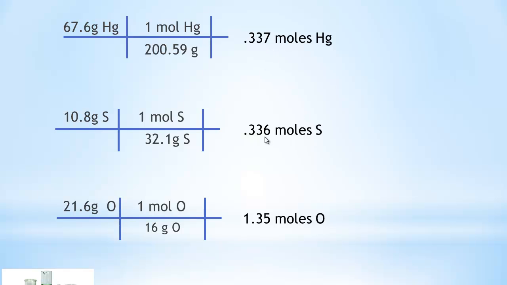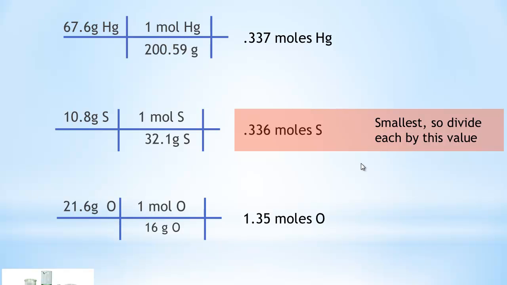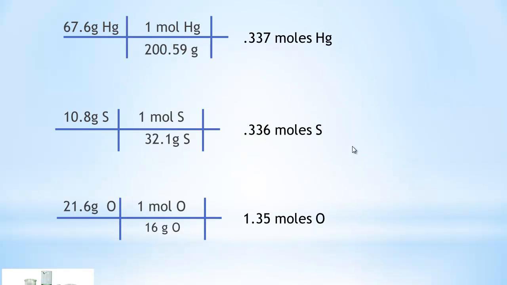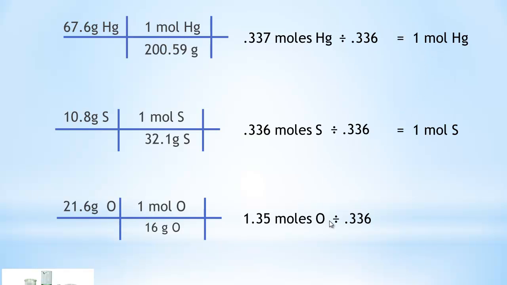So in order to find the mole ratio, we're going to take whatever the smallest value is. In this case, it's 0.336. And we're going to divide each of these numbers of moles by the smallest number of moles. So 0.336, we're going to use this one for sulfur because it is the smallest. And so everything is going to be determined based on one unit of sulfur. Because if we take each of these divided by 0.336, we're going to get approximately 1 mole of mercury, approximately 1 mole of sulfur, and approximately 4 moles of oxygen.